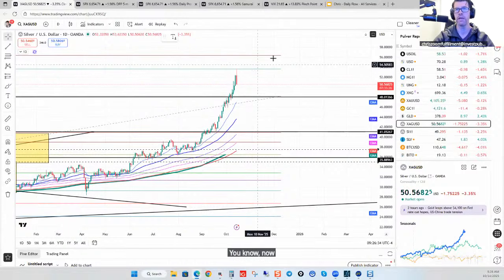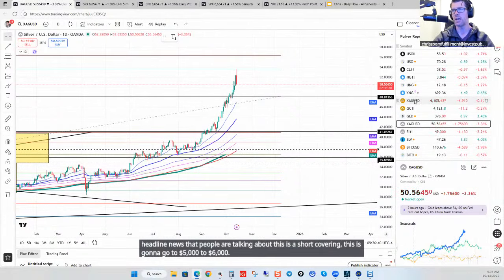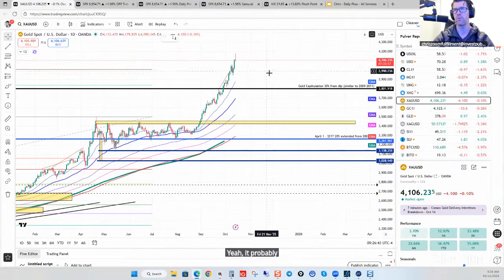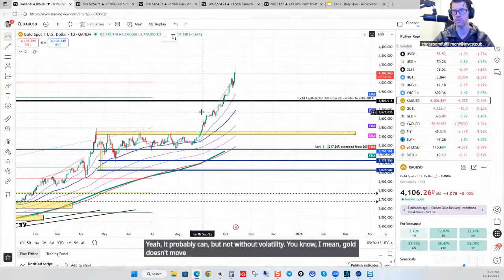Now that it's becoming more mainstream, and you're looking at any headline news, people are talking about this is a short covering, this is going to go to $5,000 to $6,000. Yeah, it probably can, but not without volatility. I mean, gold doesn't move in a straight line. Nothing moves in a straight line.